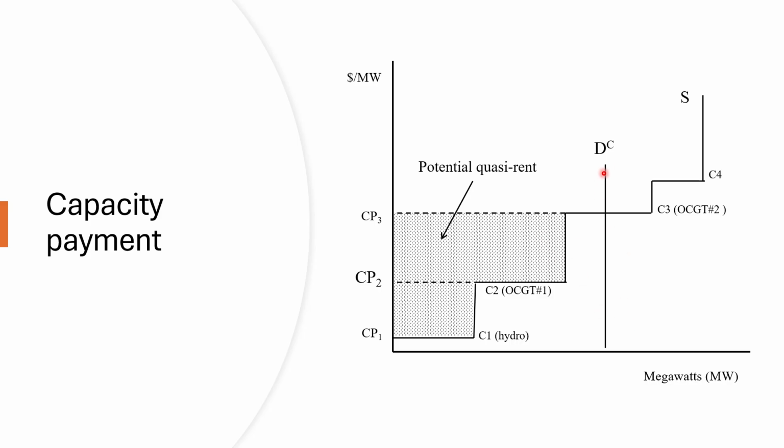So the price then is determined by the demand for capacity. Here the capacity would be paid is equal to CP3. So all of these generators would get this capacity payment, and some of them would be earning a quasi-rent. Now they would also earn money if they came online, and they'd be paid whatever the price is currently on the grid.